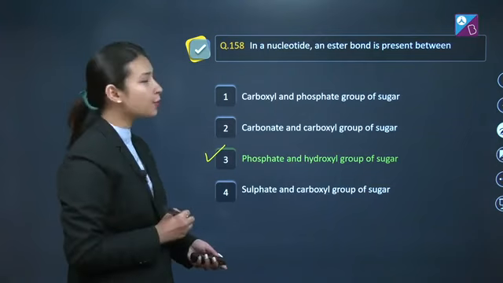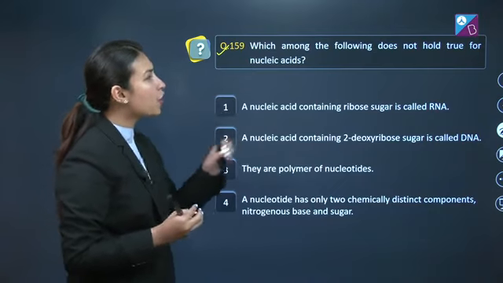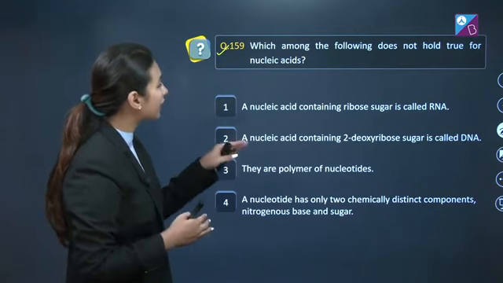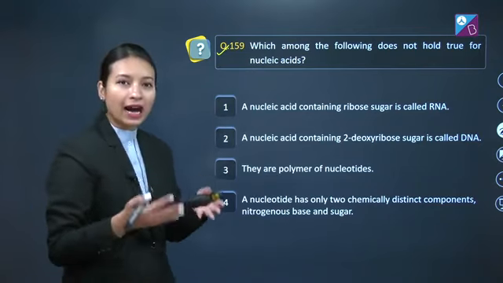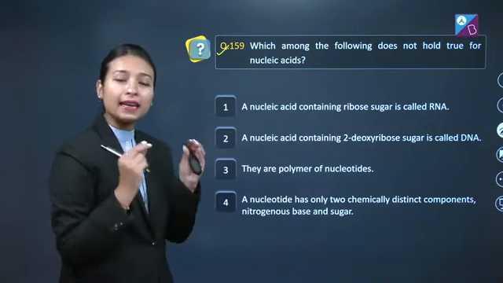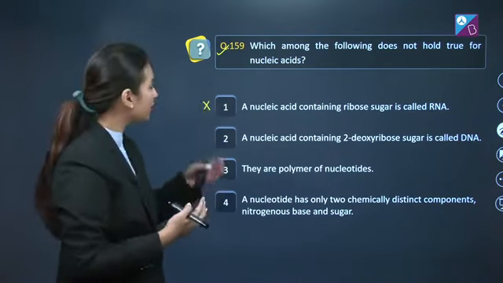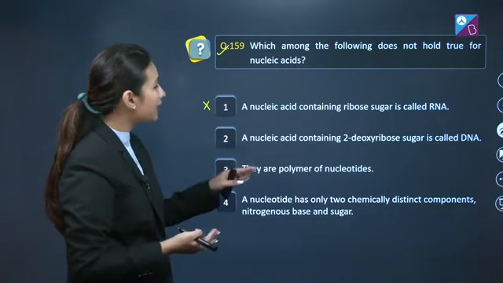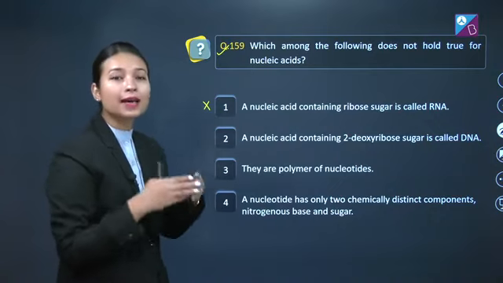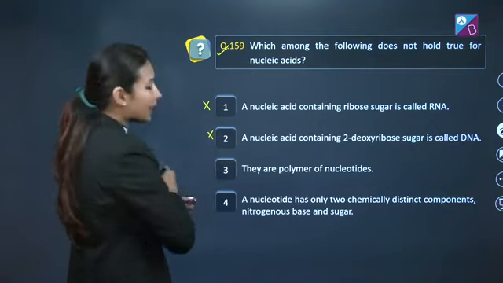Now let's move on to next question, that is question number 159, which states which among the following does not hold true for nucleic acids. So options are, first option is a nucleic acid containing ribose sugar is called RNA. It is absolutely true, as RNA stands for ribonucleic acid and it does contain ribose sugar. So this cannot be our answer according to the question. Second option here is a nucleic acid containing 2-deoxyribose sugar is called DNA. This is also true, as DNA stands for deoxyribonucleic acid. So this also cannot be our answer here.